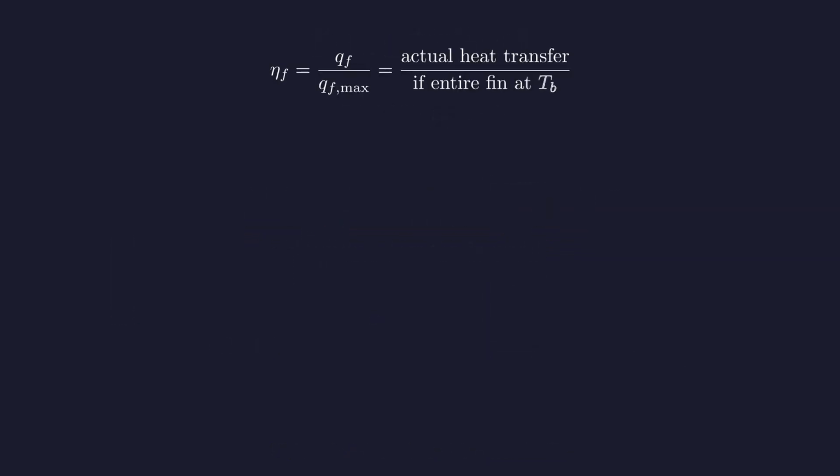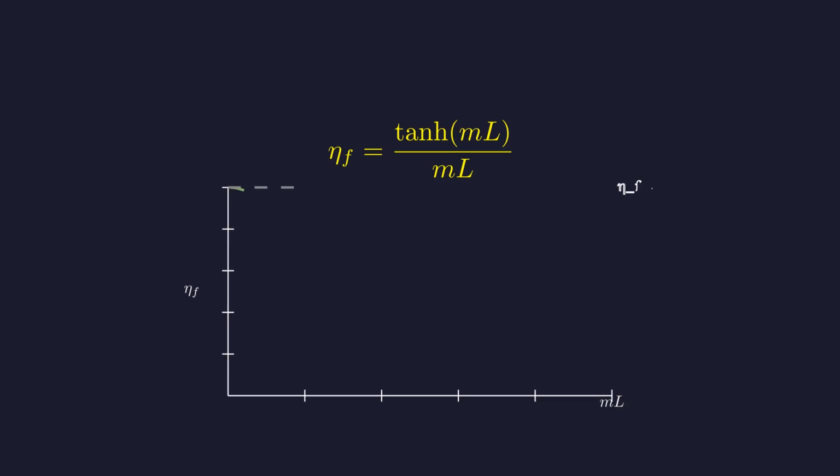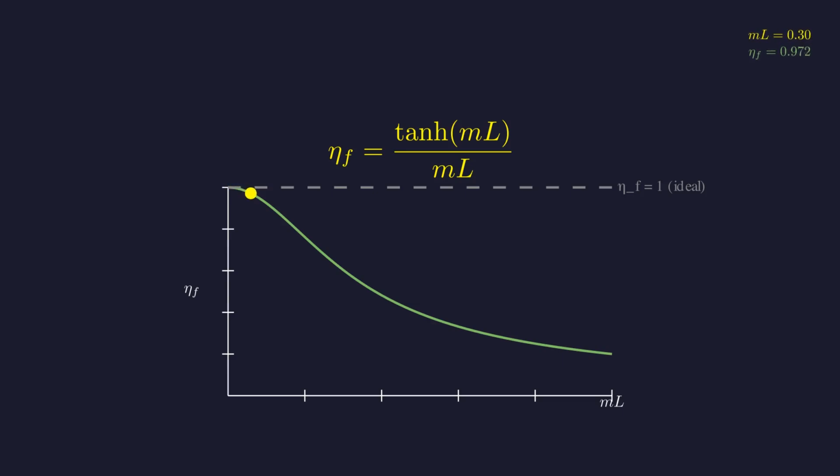Fin efficiency compares the actual fin to a perfect fin held entirely at the base temperature. For an insulated tip fin, efficiency equals tanh of mL divided by mL. Let's watch a dot trace the curve from mL equals 0 to 5. At small mL the fin is nearly isothermal, efficiency close to 1. As mL grows the tip cools and efficiency drops. The practical design target is mL below 1, giving efficiency above 76%.